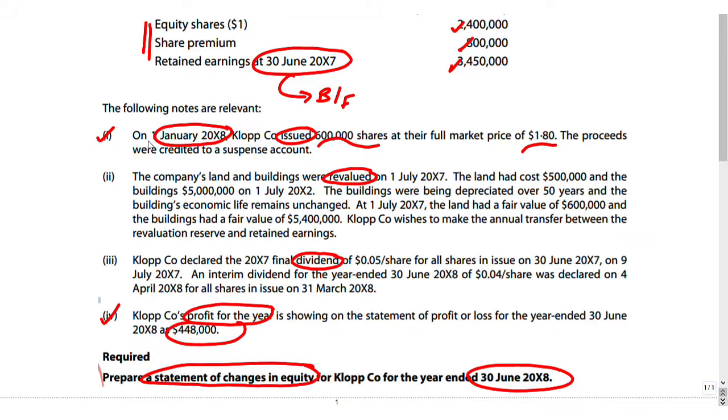Again, just note the information in the question does say the proceeds were credited there to a suspense account. So you'd need to clear that suspense account by debiting the suspense account, crediting share capital to the equity share capital, and crediting the share premium. Again, just be on the lookout in case they haven't credited the suspense account and have done something funny otherwise. So that just then leaves part 2 and part 3.